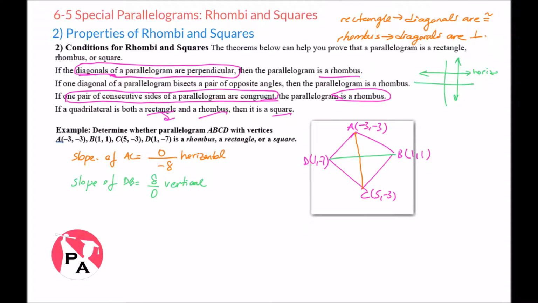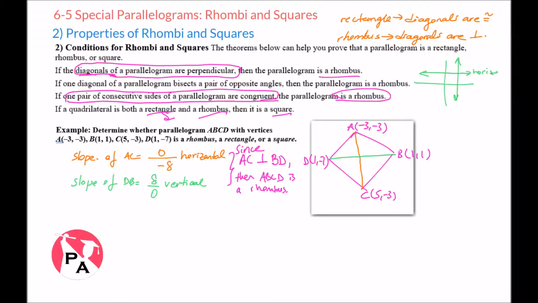And just like on the coordinate plane, vertical lines and horizontal lines are perpendicular to each other. So this means the diagonals are perpendicular. The diagonals are AC and DB, or BD. So since the diagonals are perpendicular, this figure is a rhombus. We say since AC is perpendicular to BD, then ABCD is a rhombus. So this is how we show if the figure is a rhombus.